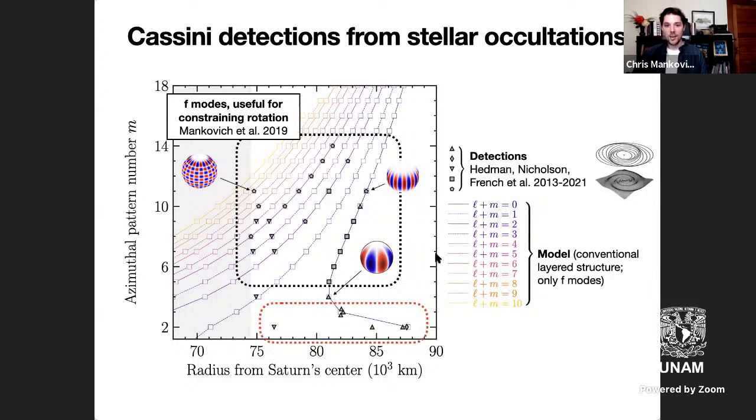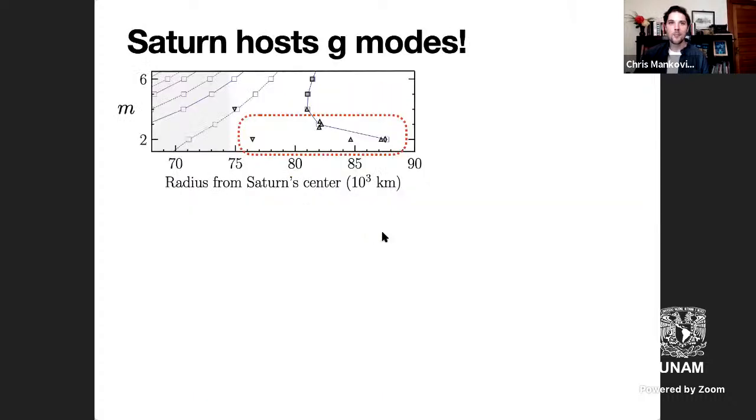The other family is down here, where this simple model clearly does a terrible job of explaining all of these detections. And so what is going on there is the main thing that I want to talk about today. And the kind of answer is that Saturn hosts G modes. These detections we think are possible because part of Saturn's interior is stably stratified by a composition gradient.